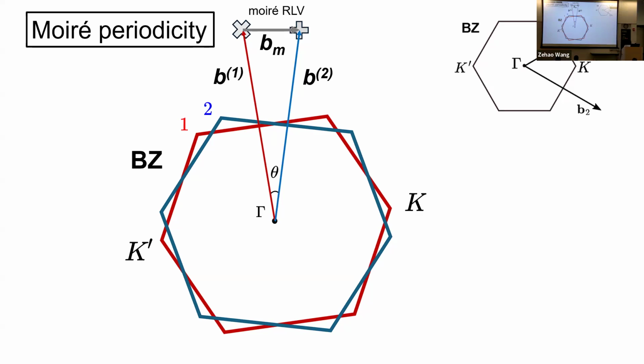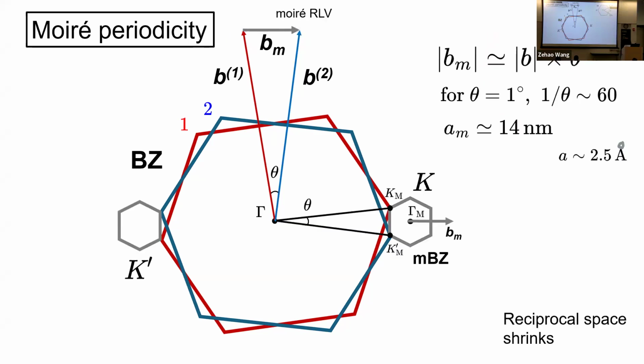Okay, so if you do the geometry, you can show that this new moiré reciprocal lattice vector is basically related to the original lattice vector B, but scaled by a factor theta, where theta is the twist angle. And for the magic angle of 1 degree, this inverse scaling factor 1 over theta is around 60, right?